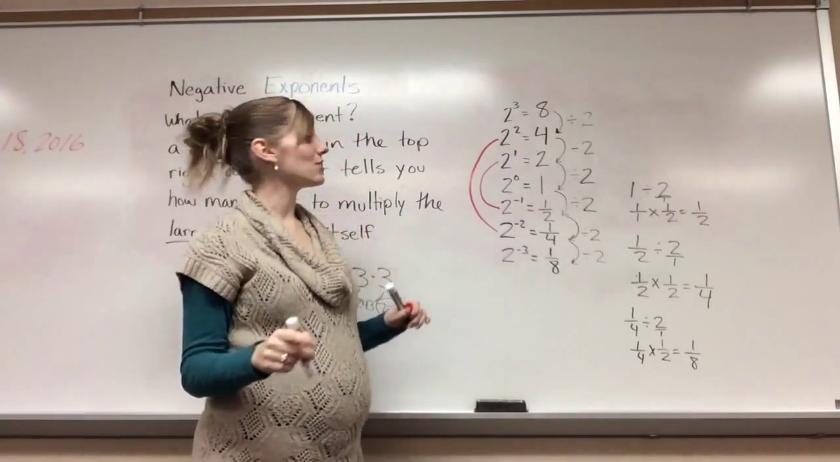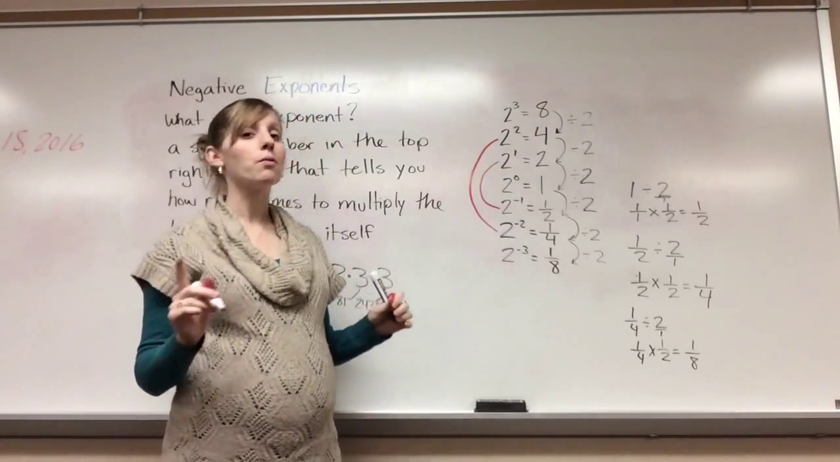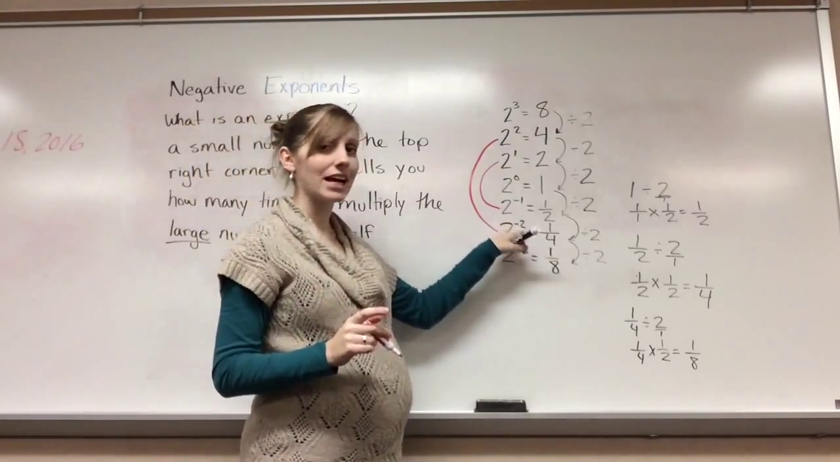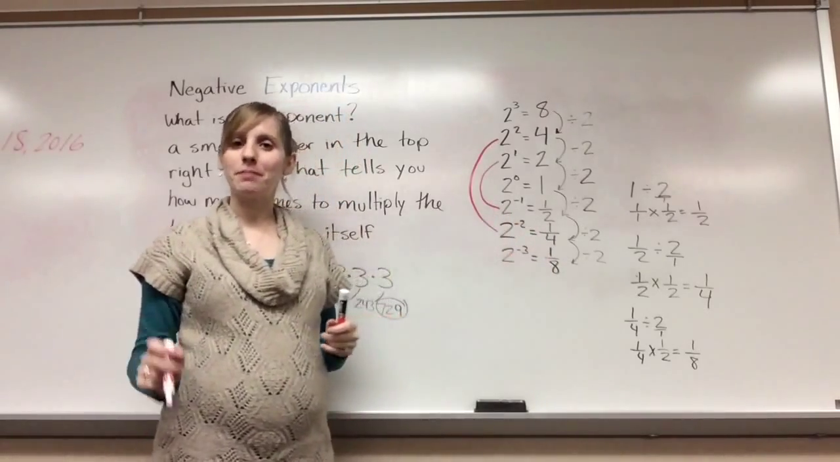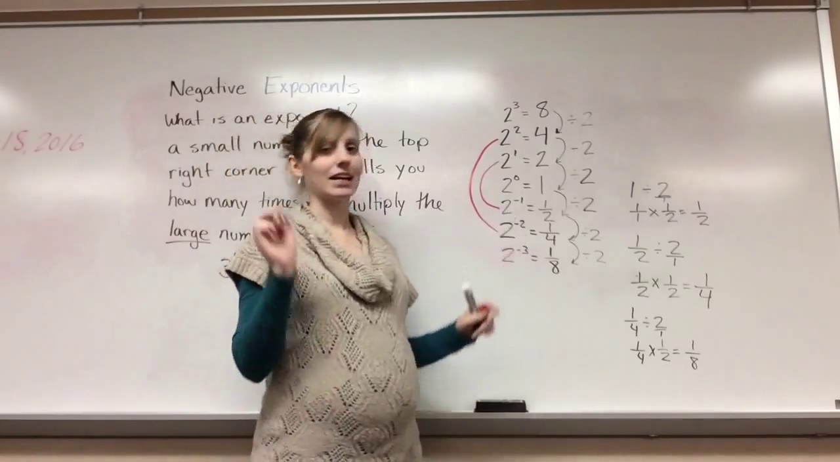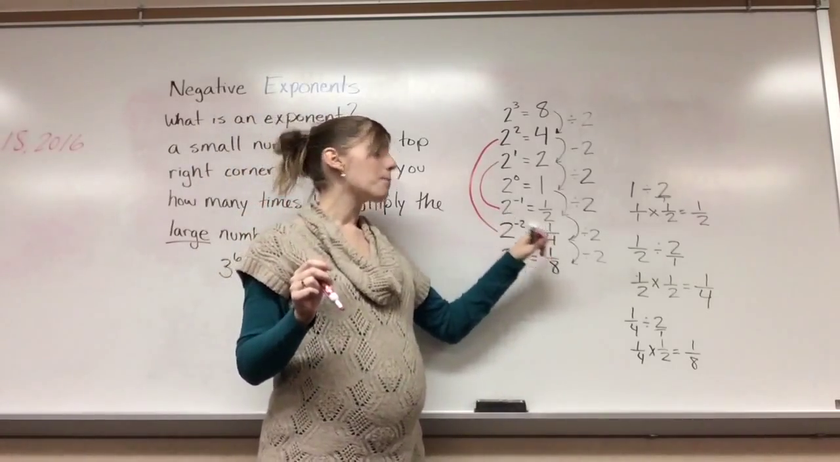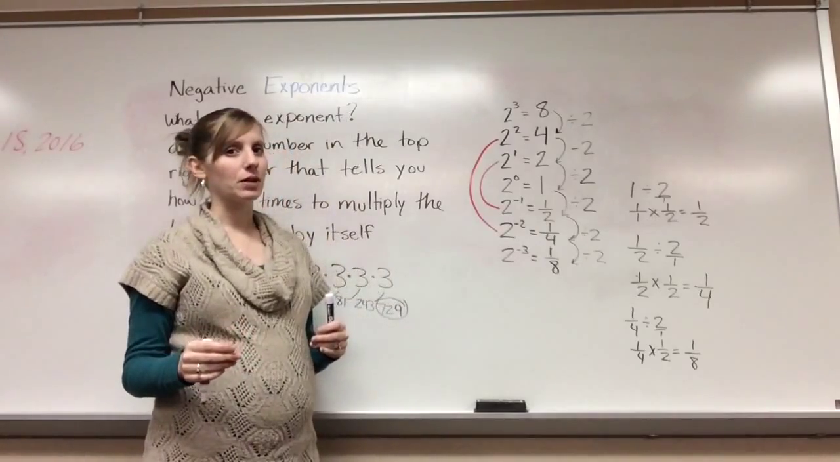The difference is 2 to the second is just 4. It's a whole number 4. Whereas 2 to the negative second, the 4 is in the denominator. It made it into a fraction, okay? We still did 2 to the second. 2 times 2, we got 4. But it put it in the denominator instead of making it a whole number, okay?